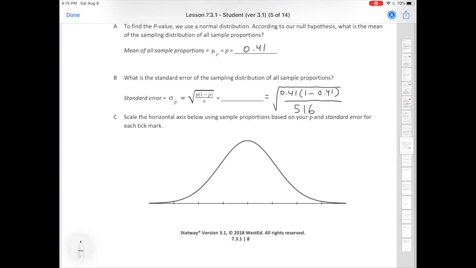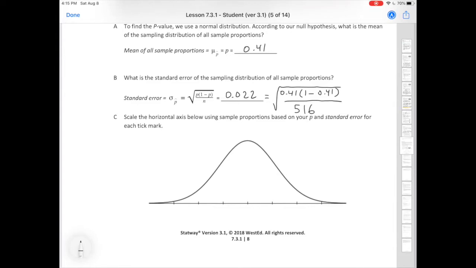So I have showed this with the calculator multiple times, so I'm going to skip showing it this time. When I put this in my calculator, I do recommend that you try it out on your own to make sure that your answer matches mine. But when I put this in my calculator, I get the following. I get 0.022. So this is what I get for the standard error, okay?